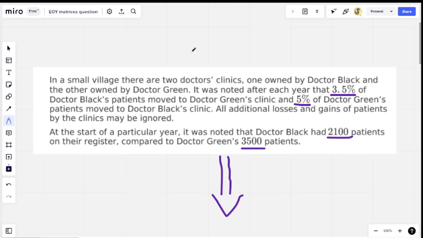Hello, today I'll be showcasing to you an end-of-year matrices question. Now, it says that in a small village there are two doctor clinics. One is owned by Dr. Black and the other is owned by Dr. Green.